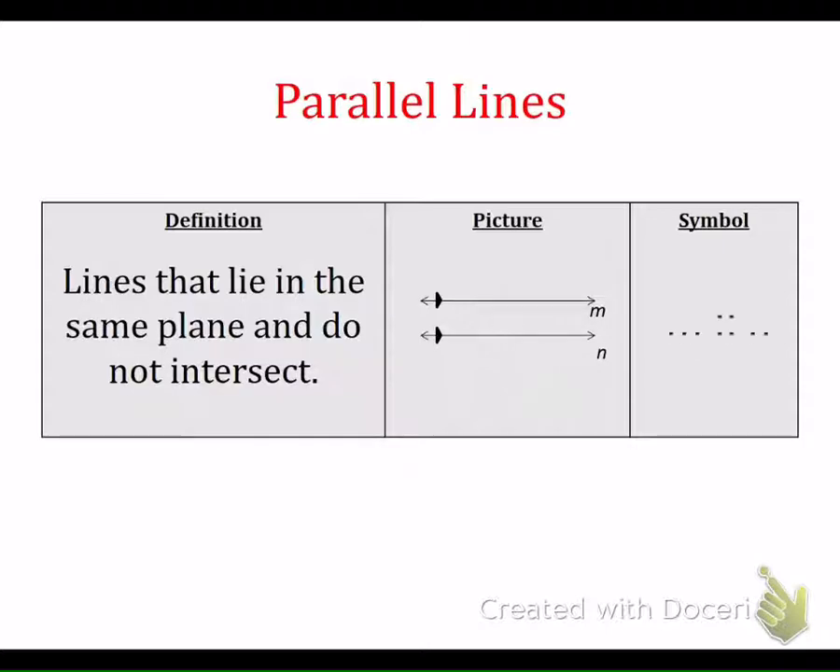And then the symbol looks like that, almost like an 11. When you write it, it's just like two straight up and down lines, okay? Like a tiny little set of parallel lines. This would mean that line M is parallel to line N. So fill in all this information in your chart, and then we'll move on to the next type of lines.